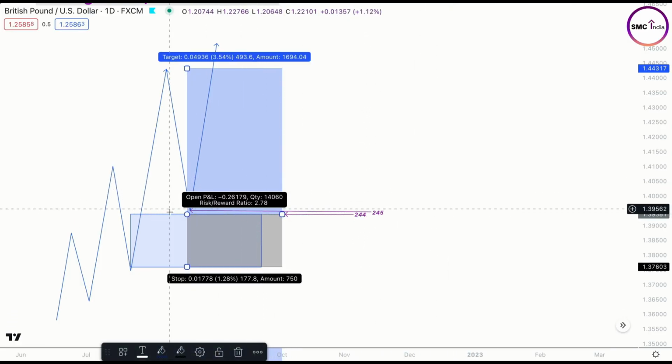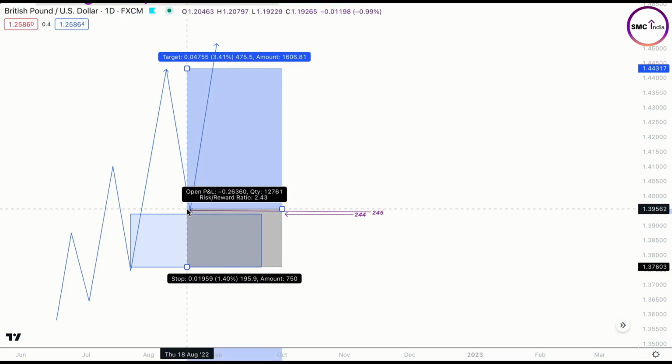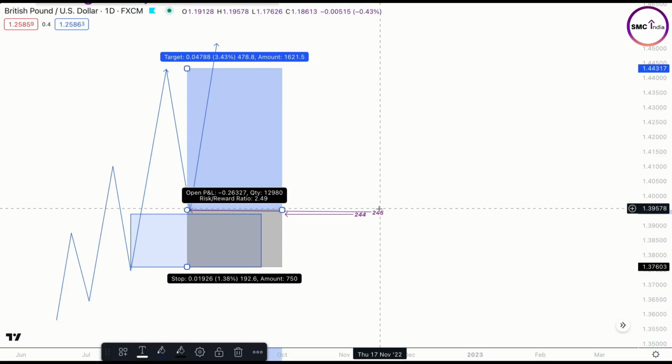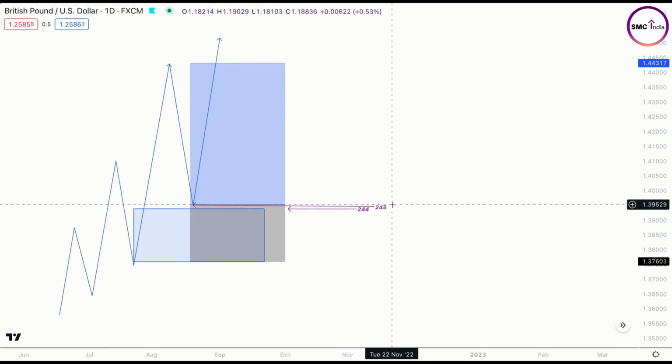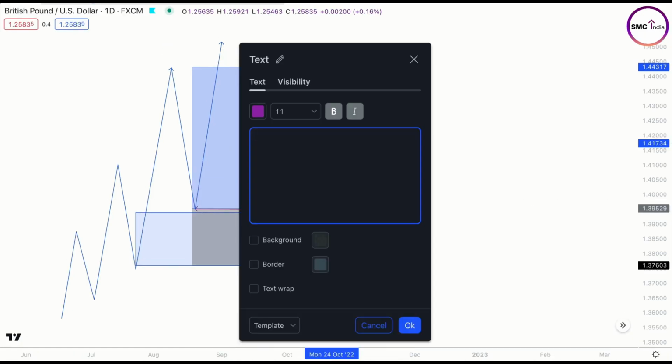Whenever you see this order block up here, you place your limit at 245 instead of 244, or you may say you place your limits at 245.1 so that you don't miss the entry. So the best price to set your buy limit order is 245.1, so that even if the price comes down, it doesn't miss your entry.